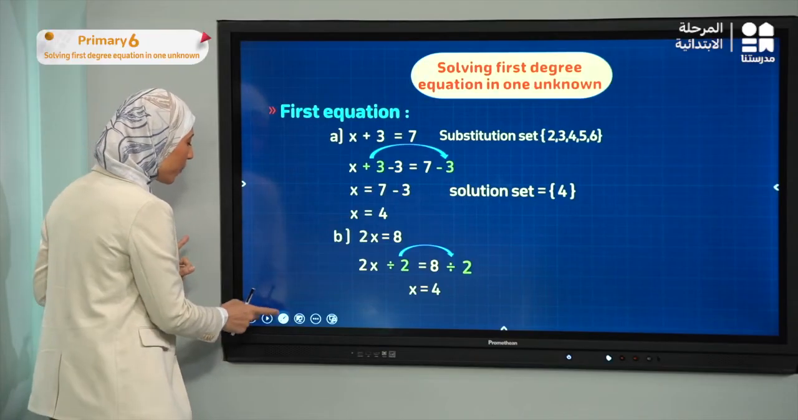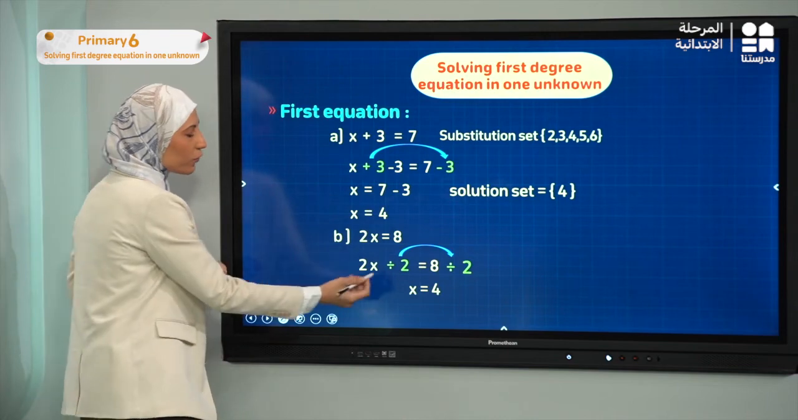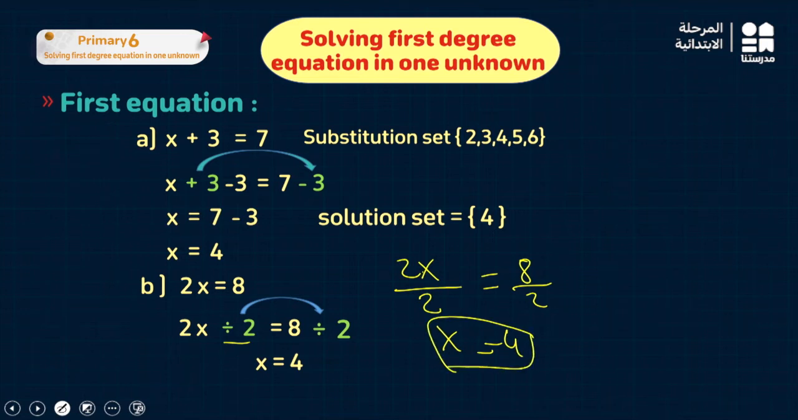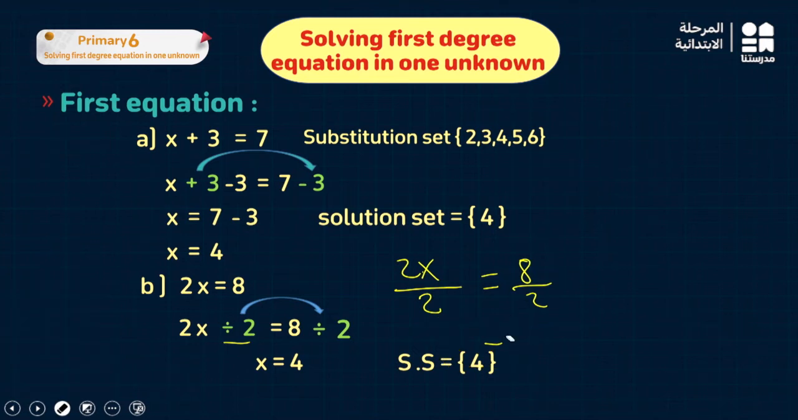Here in this part, I just want you to know that we can write the divided by on one side only, or we can write it on both sides: 2x divided by 2 equals 8 divided by 2. So you can write it on both sides, it can be right. Okay, here you will make x equal 4. So this is the value of x, and of course the solution set will be 4.